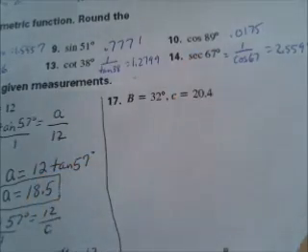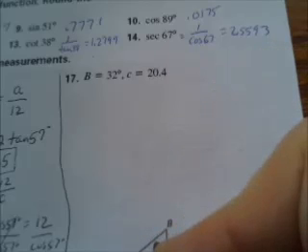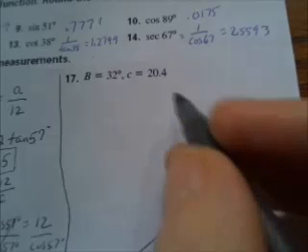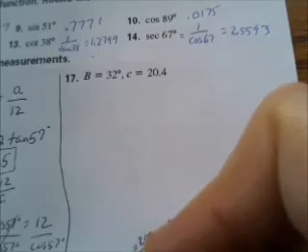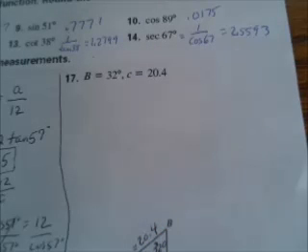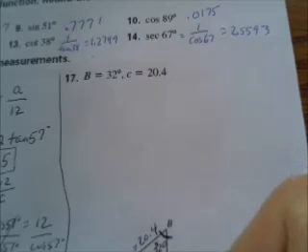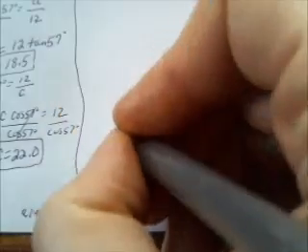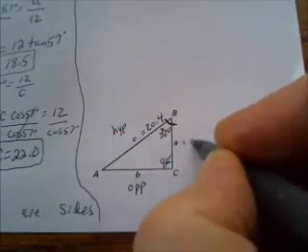The last example here for the day will be example 17. So we're given angle B up here in the corner, which is 32 degrees. Angle C is 90 degrees. And we're given that side C, the hypotenuse this time. C is 20.4. Now we're talking about angle B up here, and across from angle B is lowercase b, which now is the opposite side down here at the bottom. C is still our hypotenuse, and right next to angle B, angle A is the adjacent side.